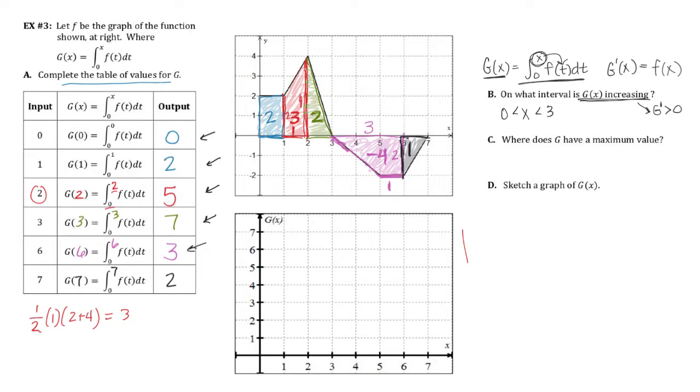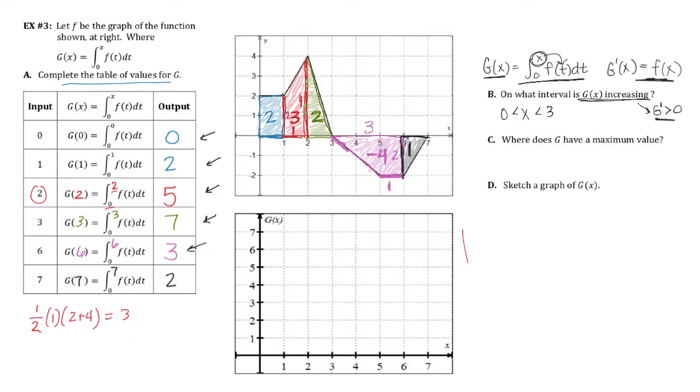Well, going back over here, G would be increasing when G prime is positive. Well, G prime is equal to f of x right here. So yeah, G prime is positive from 0 to 3. So hey, that's pretty good. That connects a lot right there. And we'll talk about this. We'll practice this a lot more.